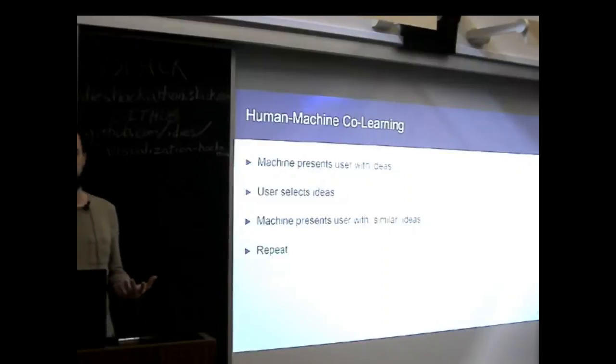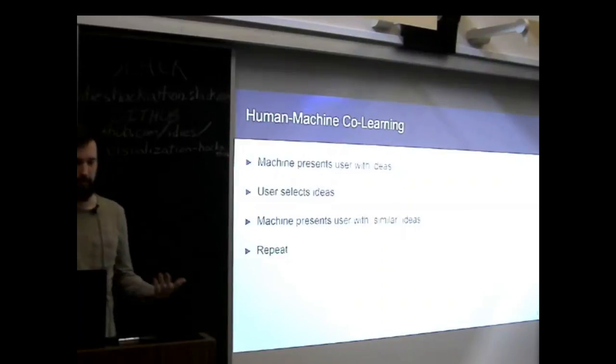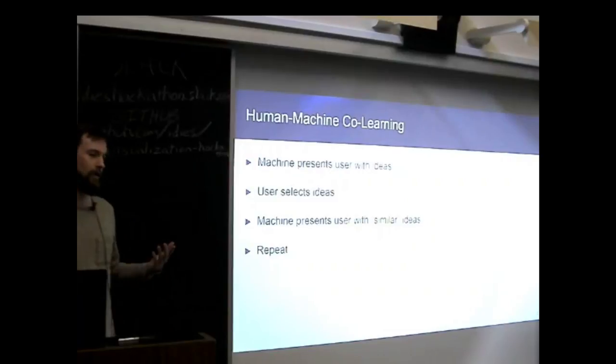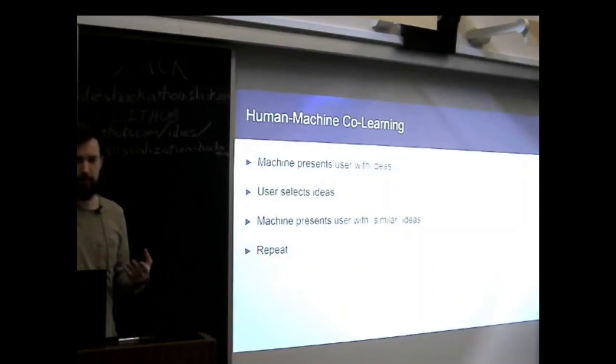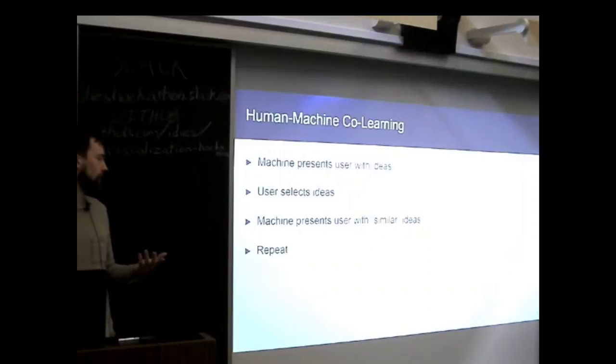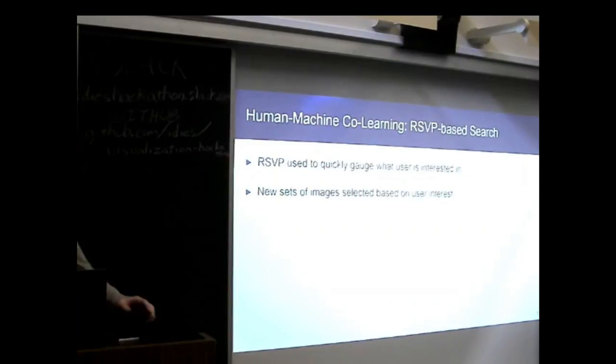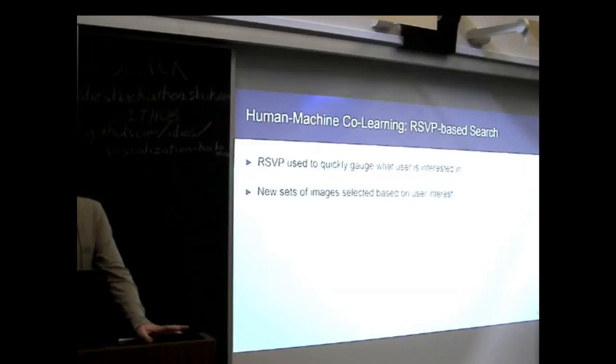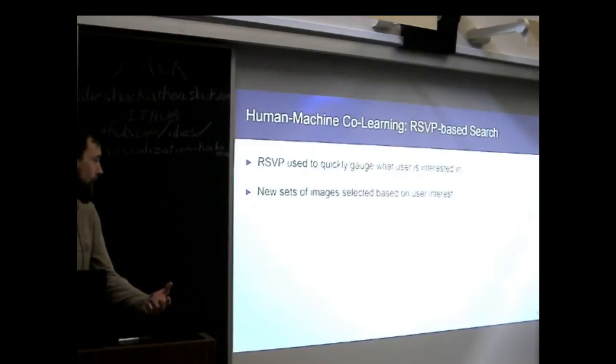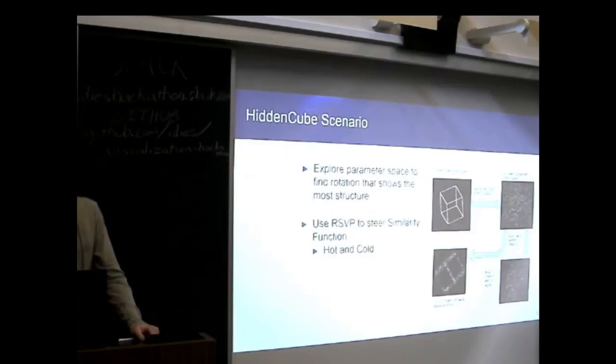And this leads to the human-machine co-learning idea, which is what I'm developing. The computer presents the user with ideas. The user selects ideas. The machine presents users with similar ideas, and you repeat. And this can be used to do a data set search, sorting images, et cetera. So again, RSVP is used to quickly gauge what the users are interested in, and new sets of images are generated based on user interest.